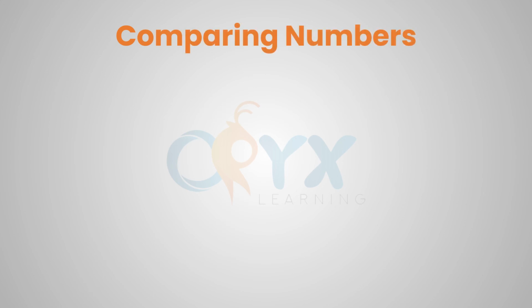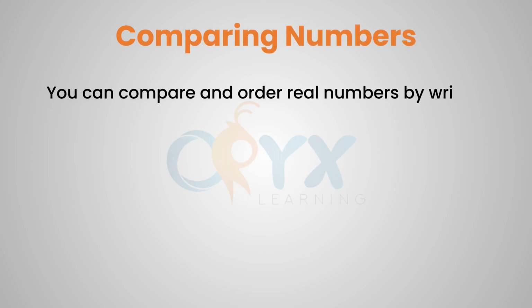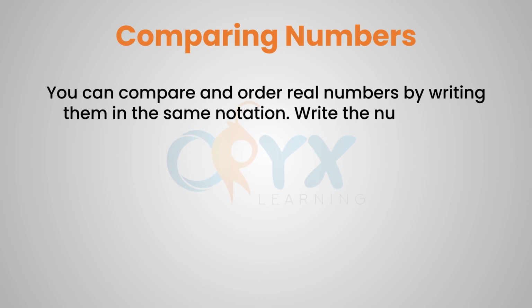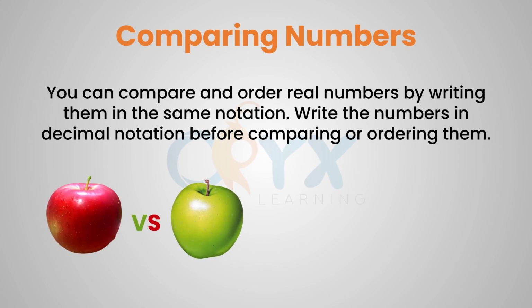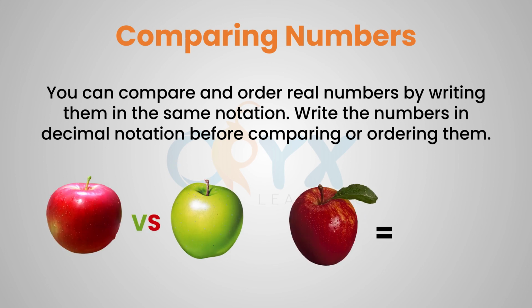In conclusion, you can compare and order real numbers by writing them in the same notation. Write the numbers in decimal notation before comparing or ordering them. Remember, it's easier to compare apples to apples than it is apples to oranges. So that is our lesson on comparing numbers.